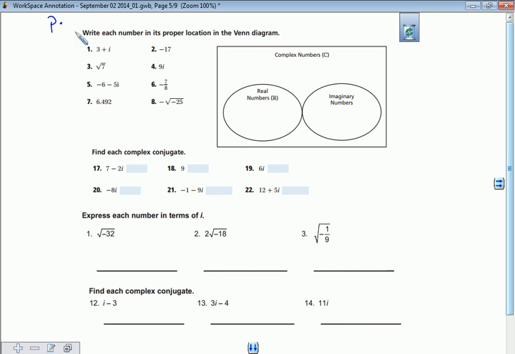What page did you say? It's page, hold on, 296, numbers 1 through 8, and 17 through 22, and then page 297, numbers 1 through 3, and 12 through 14.